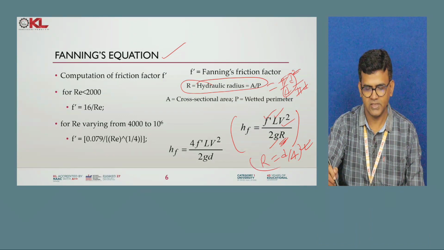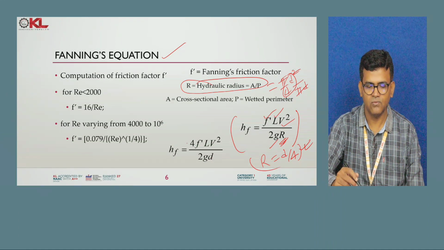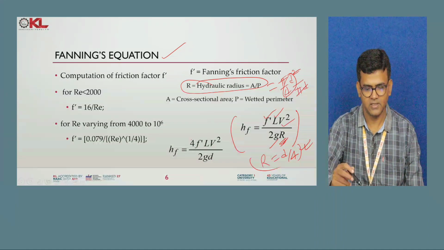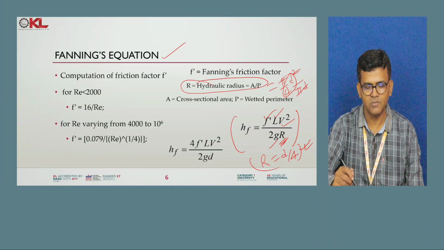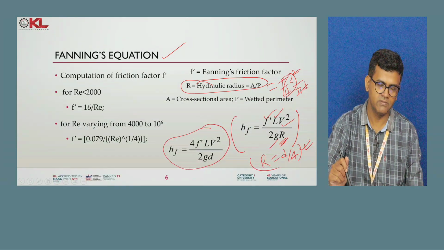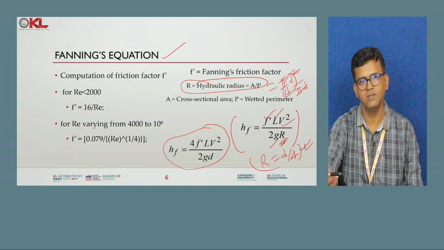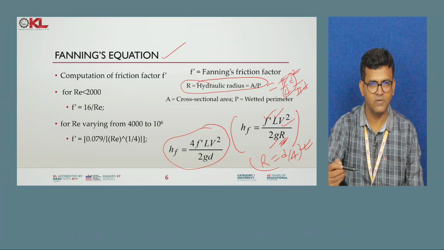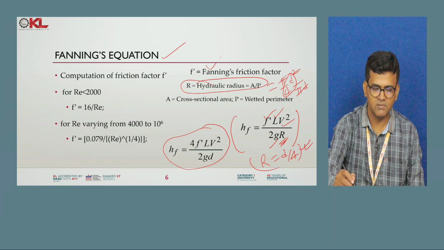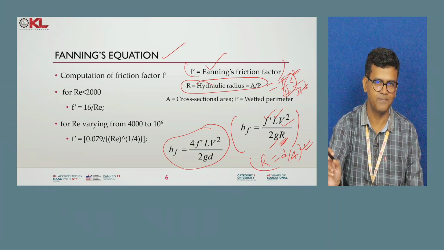So we can write here f dash L V square upon 2g D, and 4 will come in the upside. So 4 f dash L V square upon 2g D, this is given by Fanning's equation. This is called Fanning's equation, where f dash is the Fanning's friction coefficient, f dash is the friction factor, and that is given by Fanning, that's why f dash is called the Fanning's friction factor.